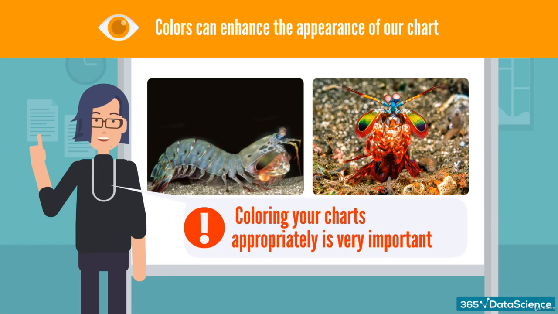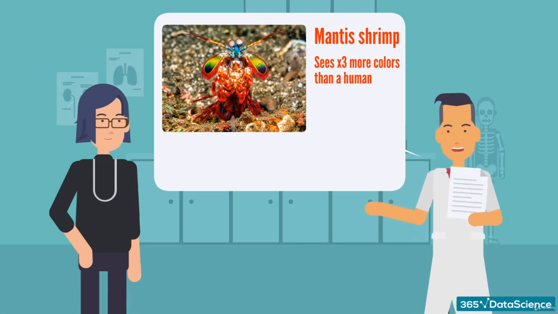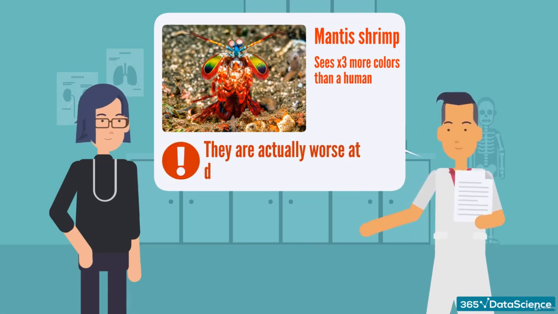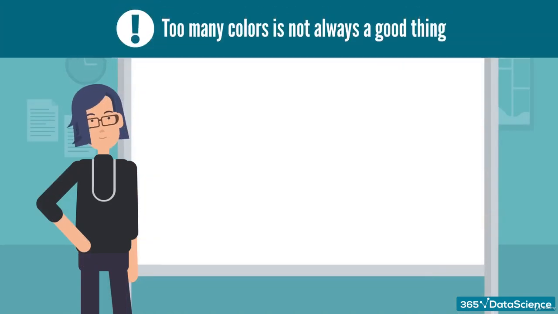However, there is something else that we can learn from the mantis shrimp. Scientists suggest that although they see 3 times more color than us, they are actually worse at differentiating them. The point is, too many colors is not always a good thing. And in fact, when talking about data viz, less is more.